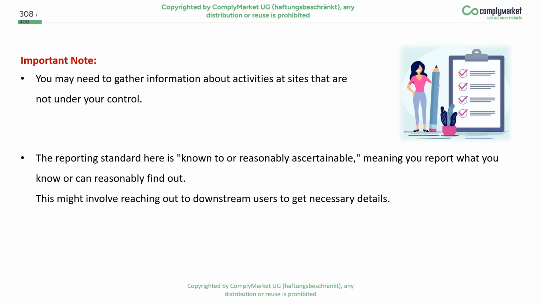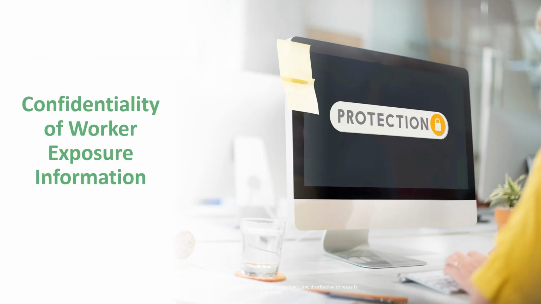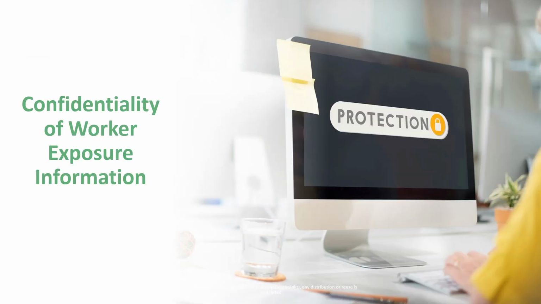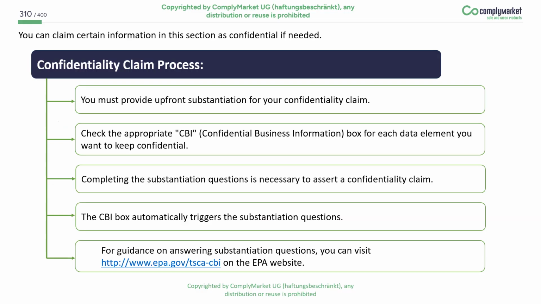Need to gather information about activities at sites that are not under your control. Reporting standard here is known to or reasonably ascertainable, means you report what you know or can reasonably find out. That might involve reaching out to the downstream users to get necessary information. Confidentiality of workers' exposure, so same way to claim confidentiality.